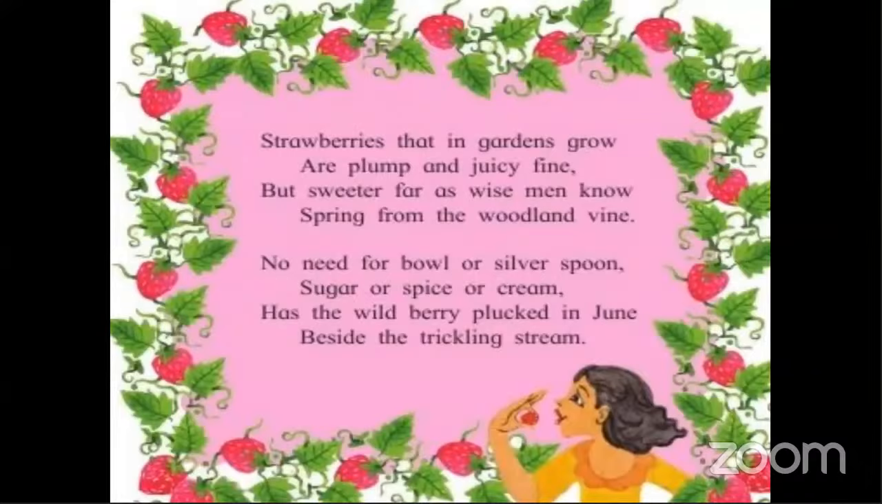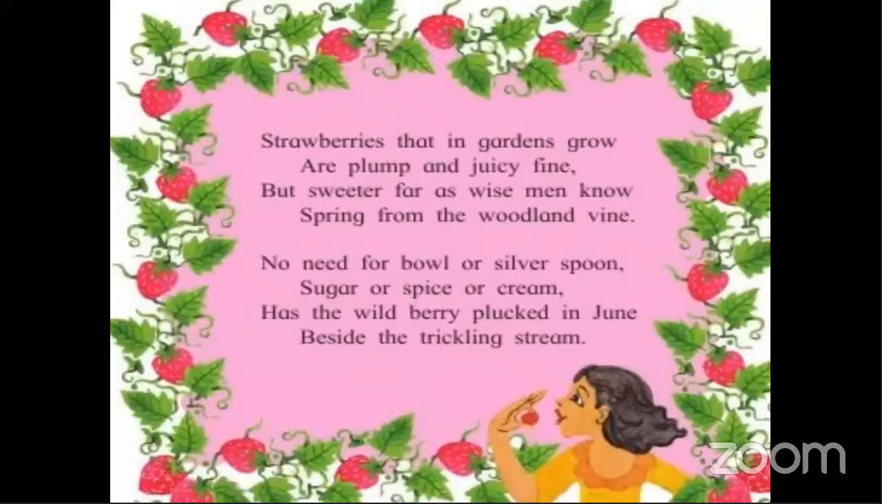No need for bowl or silver spoon. Now, in the first paragraph of the poem, there are strawberries growing in the garden. They are plump, very juicy, red in color, and sweet in taste, but sweeter than any that wise men know. A woodland is a forest in which it is spring, where all the plants are growing and the fruits, cherries and berries, are seen. So now the poet goes there and says, no need for bowl or silver spoon.